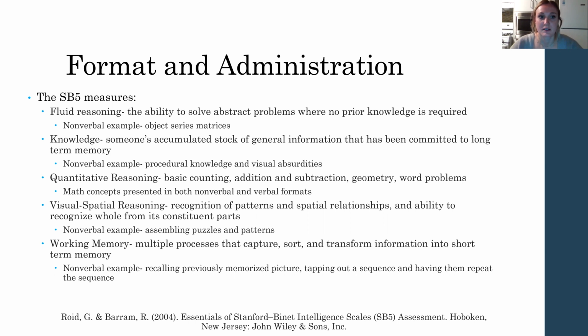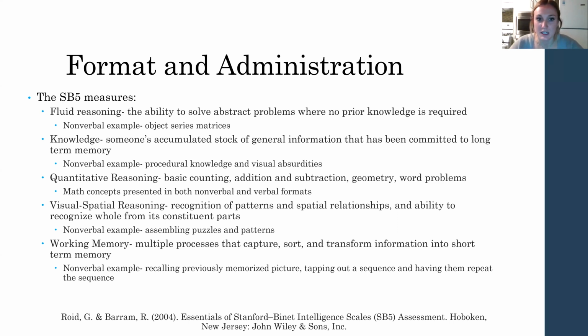For knowledge, they test someone's accumulated stock of general information. For a nonverbal example, they focus on visual absurdities, so something that most people would be able to recognize as untrue in a series of images. Quantitative reasoning is math. For younger kids, it's basic counting, and as they get older, it moves into more word problems and more abstract concepts.